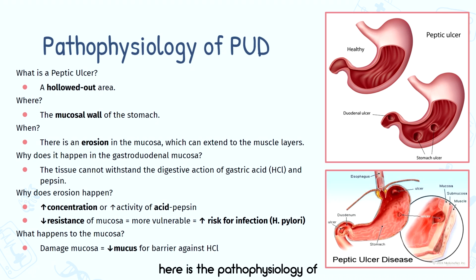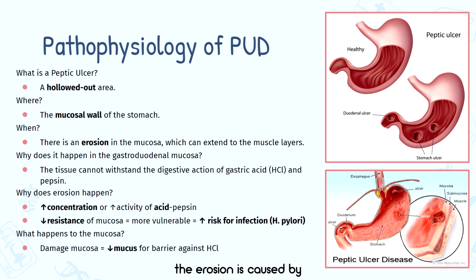Here is the pathophysiology of peptic ulcer disease. A peptic ulcer is a hollowed out area that forms in the mucosal wall of the stomach or the small intestine. It happens when the mucosal walls are getting worn down, known as erosion, and can extend to muscle layers. Peptic ulcers occur mainly in the gastroduodenal mucosa because the tissue cannot withstand the digestive action of gastric acid and pepsin, the digestive enzyme in the stomach that breaks down proteins to polypeptides.